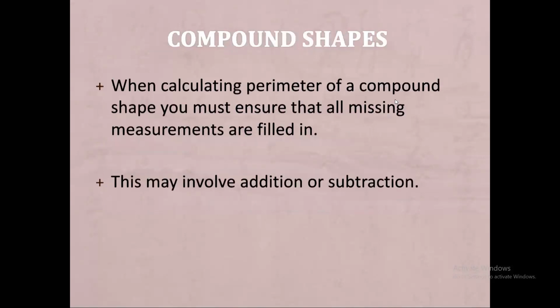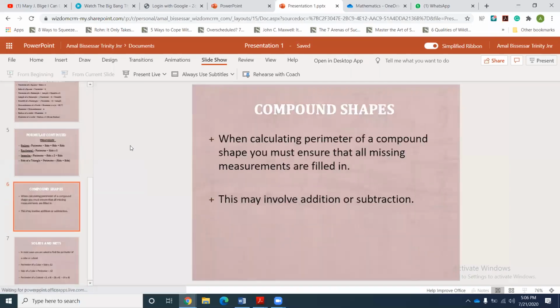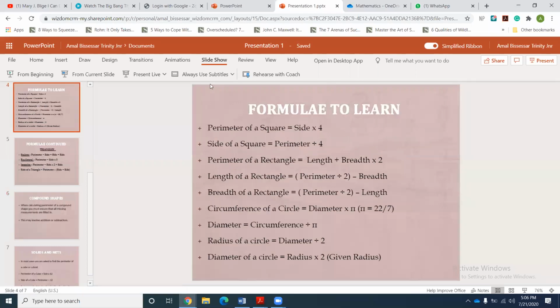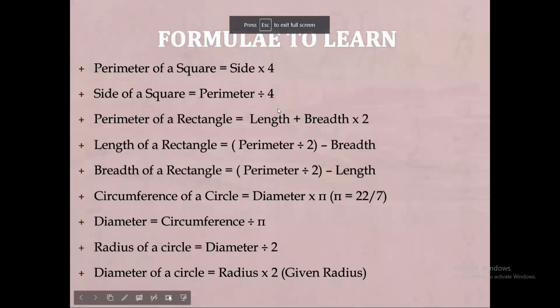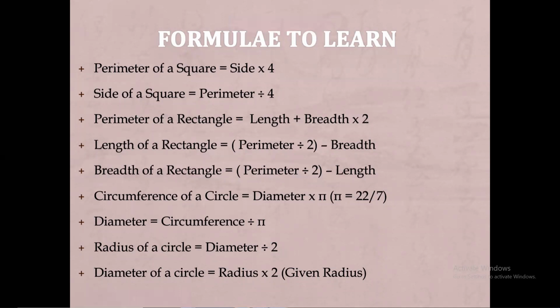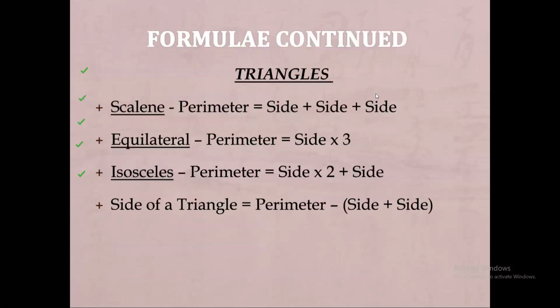I'm gonna just make sure that you are clear on this set here. These are the formulae. Again, these are the ones that you would need to learn. Perimeter of a square, 2, 3, 4, 5 of these 5s. And then you also have to learn these triangles here. Those are the formulae for now.